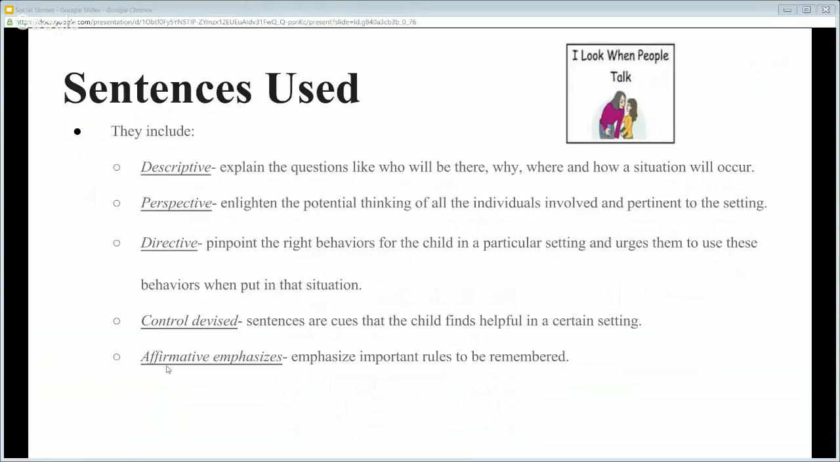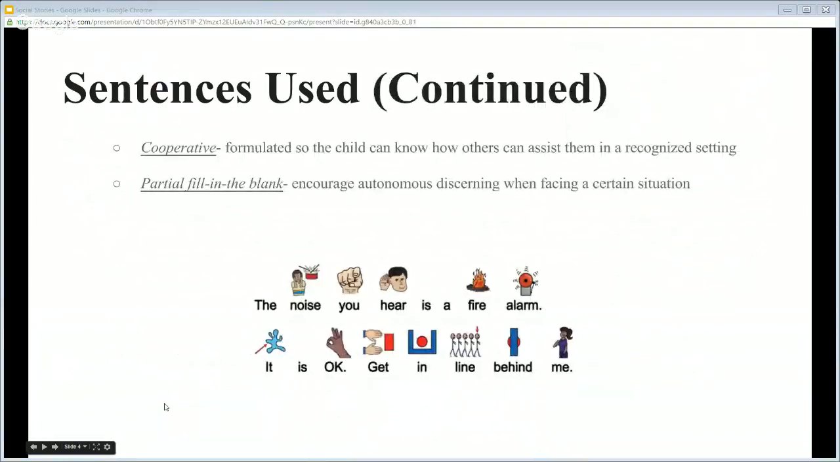Then there are affirmative sentences, and those emphasize the important rules that need to be remembered while they're in that situation. Cooperative sentences are formulated so that the child can know how others can assist them in that setting. And then sometimes there are also partial fill-in-the-blank sentences, and those encourage the individual to make their own choices when facing a certain situation. They're not always used, but when they are, they're a great way to see how the individual is understanding the social story.